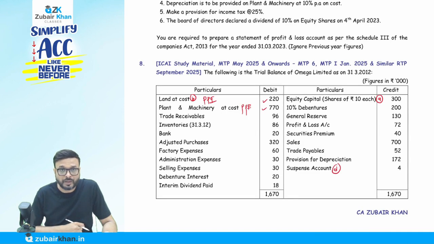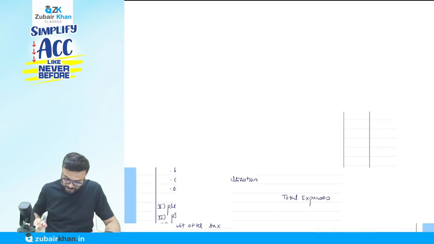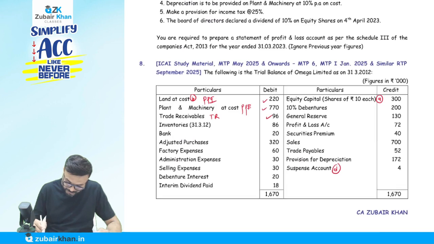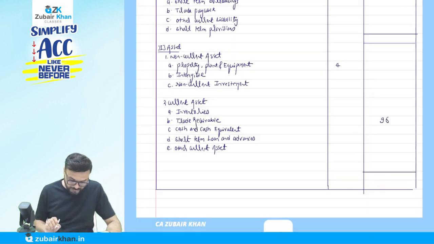Now we have trade receivables, so it will come under trade receivables. There is no adjustment, so write it down in the balance sheet. Trade receivable is a current asset, and the amount is 96. So write down trade receivables 96.